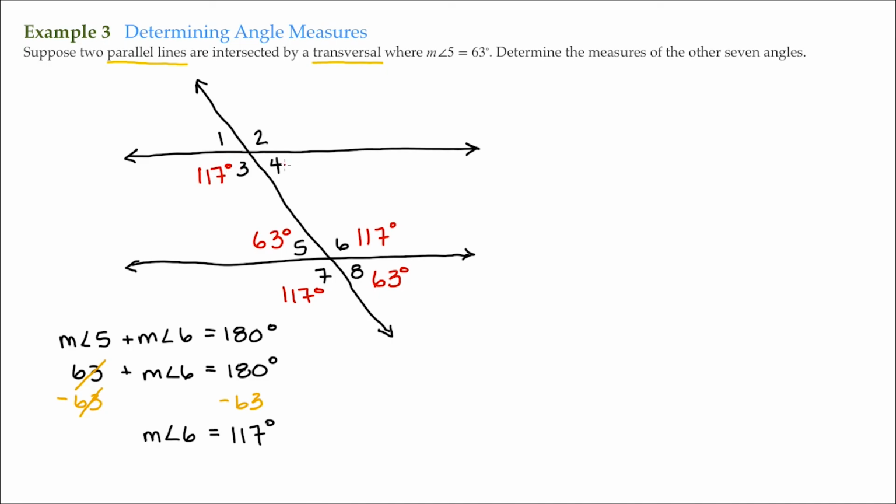4 would be a supplementary angle. 4 is also an alternate interior angle. So that's going to be 63 degrees. So you can see the type of relationship that these angles have. And we're going to use that later on to solve more sophisticated problems. So there we go.